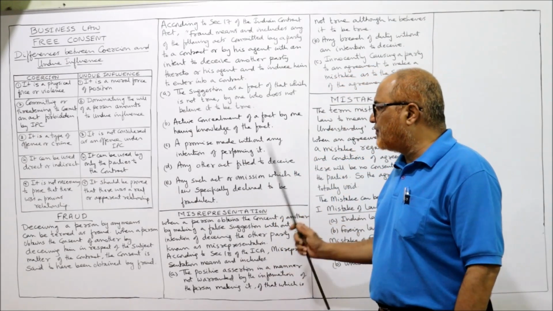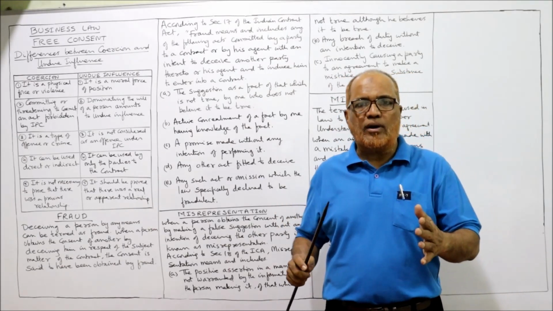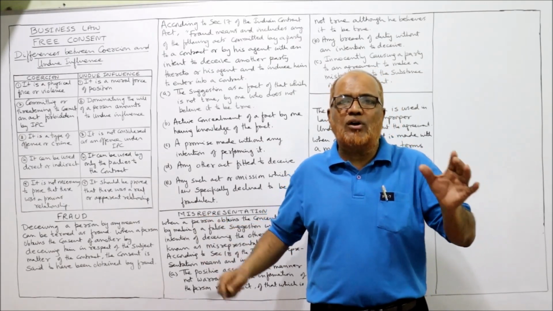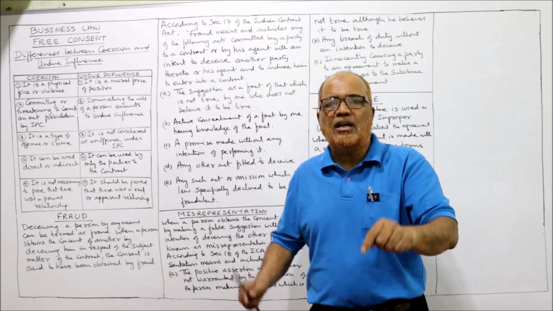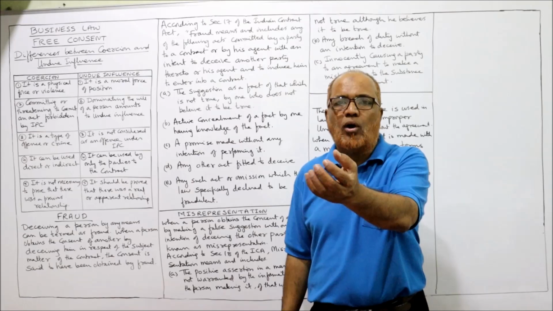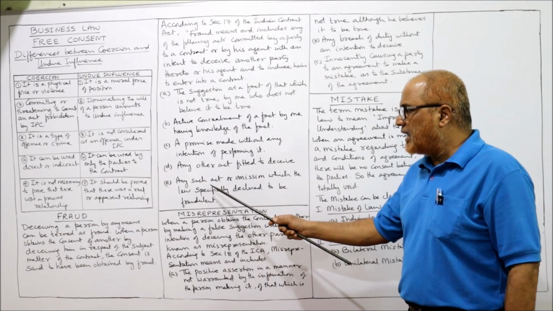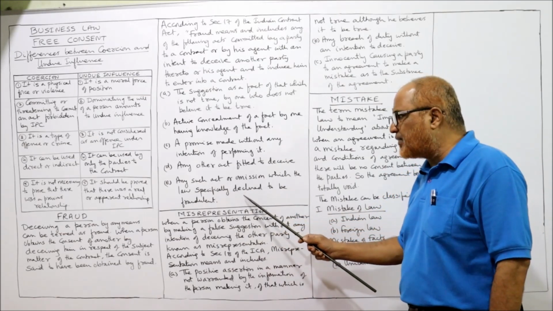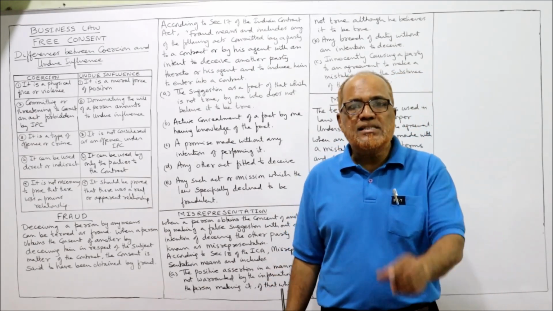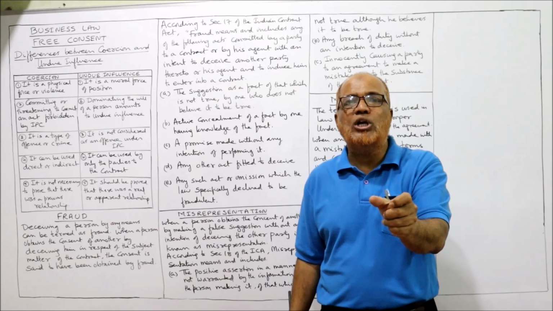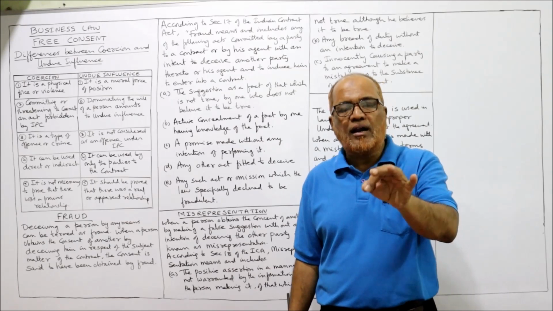Next one, any other act fitted to deceive. So this Indian Contract Act has made a wide definition of fraud. It includes any act made by one person in order to deceive another person, in order to get the consent of the other person to enter into a contract. Last one, any such act or omission which the law specifically declares to be fraudulent. A number of laws in India have given that these are the acts which are fraudulent in nature. So these acts are completely fraud.